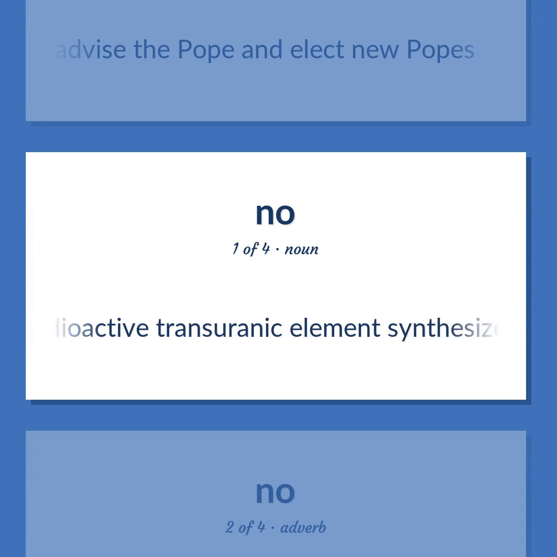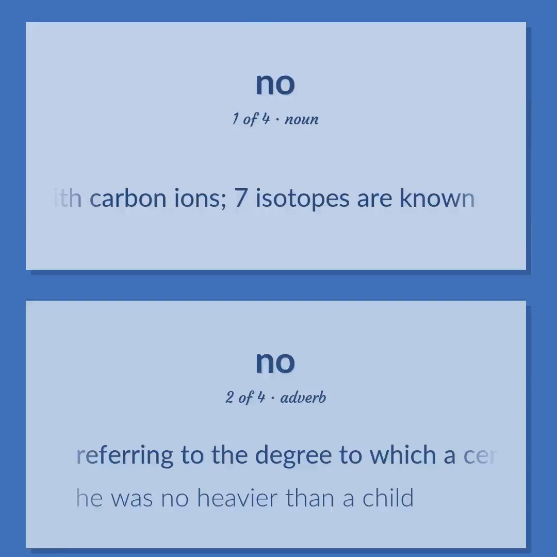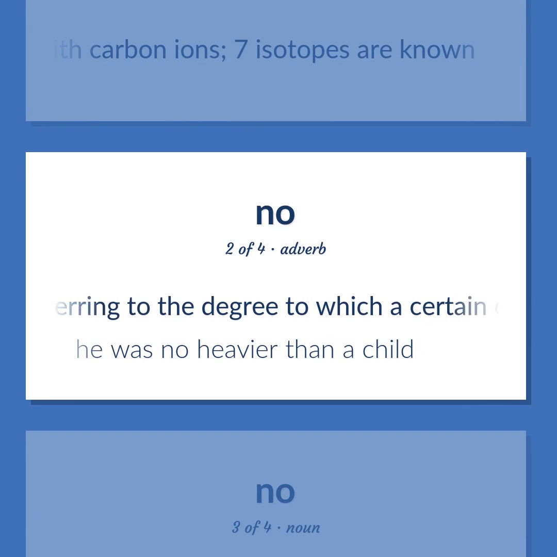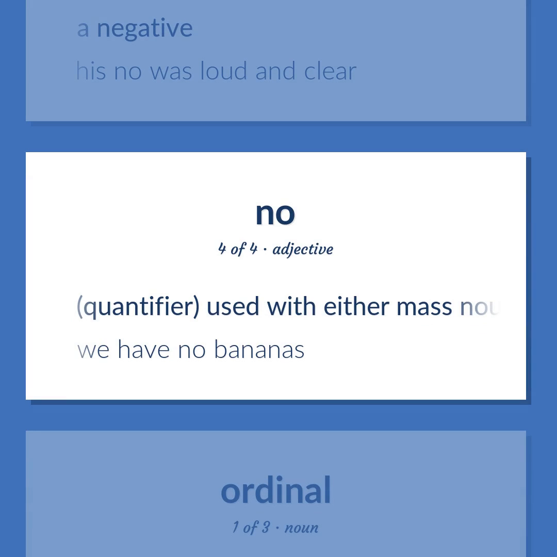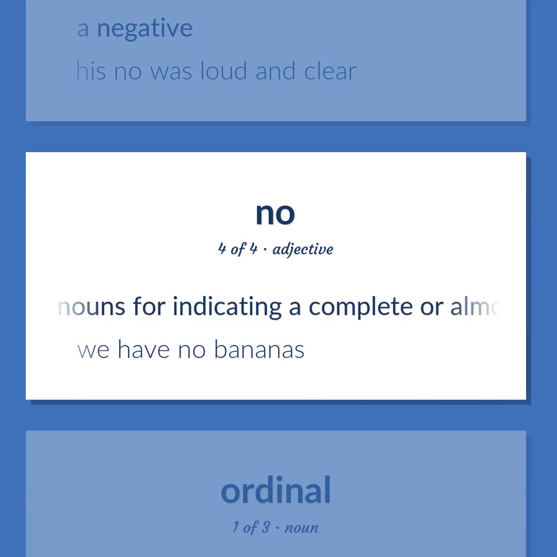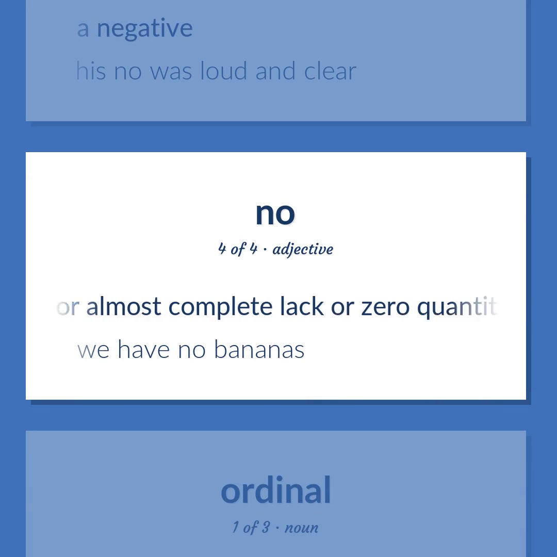A radioactive transuranic element synthesized by bombarding curium with carbon ions. 7 isotopes are known. Referring to the degree to which a certain quality is present. He was no heavier than a child. A negative. His no was loud and clear. Quantifier, used with either mass nouns or plural count nouns for indicating a complete or almost complete lack or zero quantity of. We have no bananas.